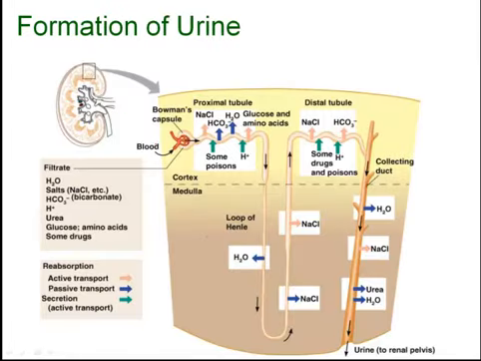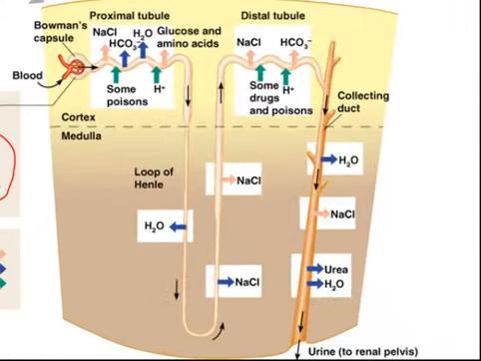Okay, so let's take a look at this whole process here. So here is your glomerulus. The blood comes in. Major filtration happens through the Bowman's capsule. So all of this stuff here is filtered out right away. So pretty much anything that can leaves.